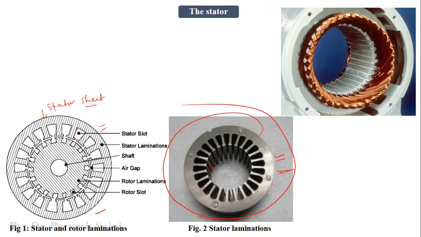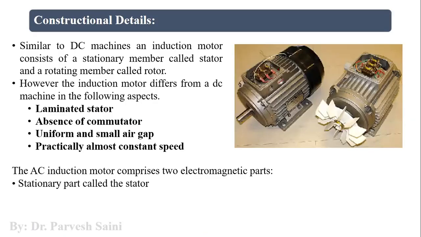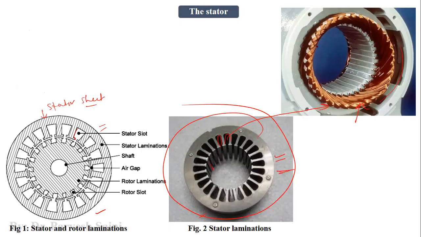As you can see, these are the slots. These slots are used to put the windings. These windings, the copper wire which you see here, are placed in these slots, and we provide a three-phase supply. As you can see in this diagram, we have the terminals where we can connect the three-phase supply, so that this three-phase supply can go to these windings, the stator windings, right?